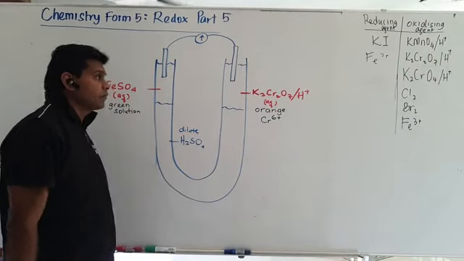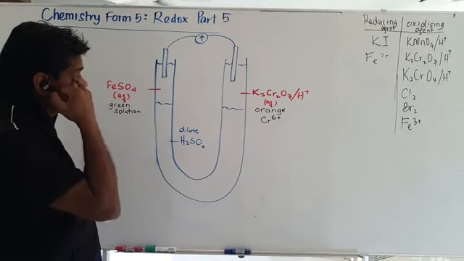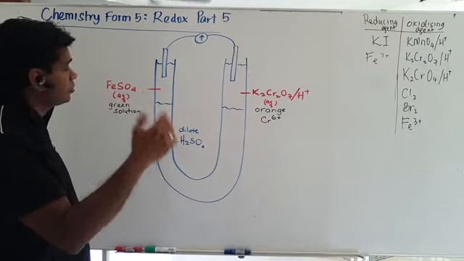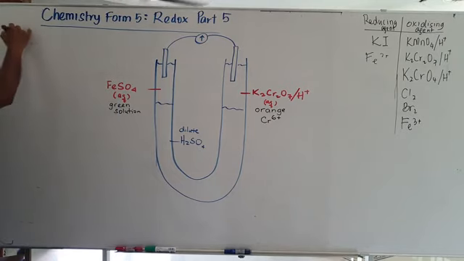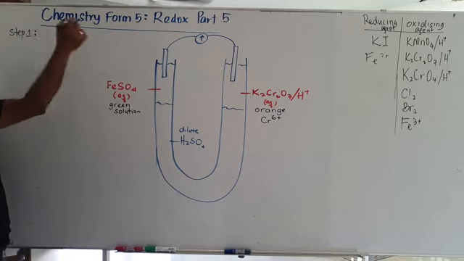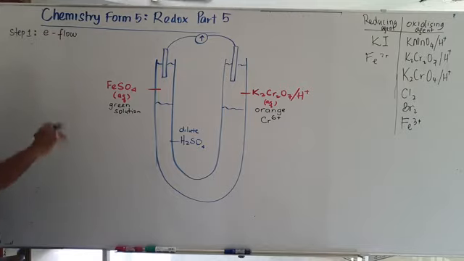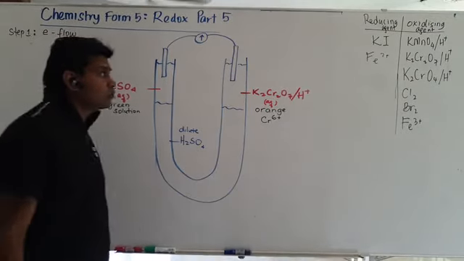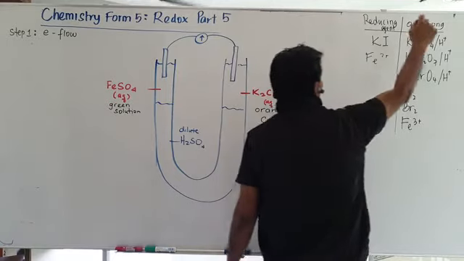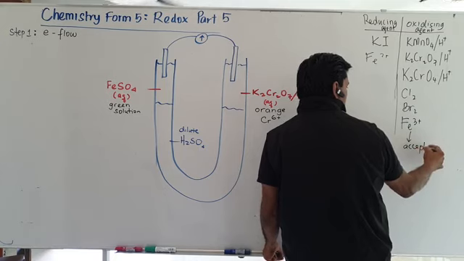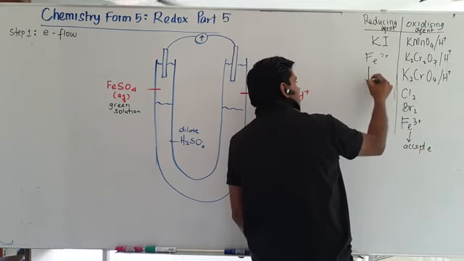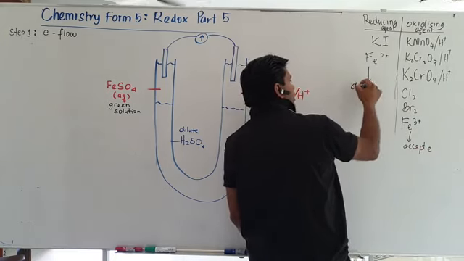So what are the steps? Let's take a look at the common steps that we need to know. Step 1, just follow this step so that you don't go wrong. Identify the electron flow. The oxidizing agent will accept electrons. Remember that? Reducing agents donate electrons.